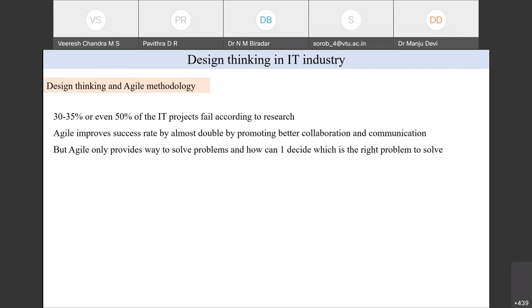When I adopt agile methodology, of course, it is a very good method of giving an efficient product. But still, when we do not know what exactly the right problem is, we cannot give solutions as fast as possible. So this really shows the way for the design thinking process. So as I have written here, agile only provides a way to solve problems. Agile methodology gives us the way to solve problems. But how can one decide which is the right problem to solve?